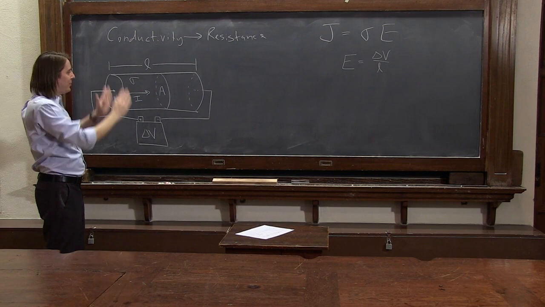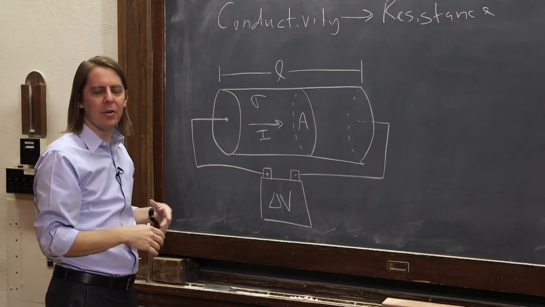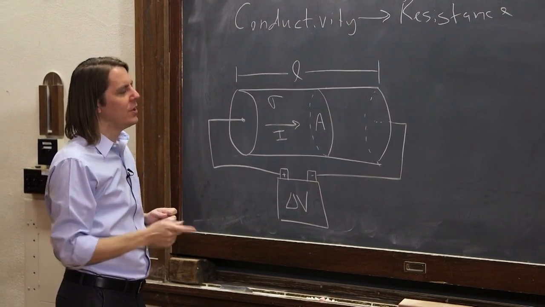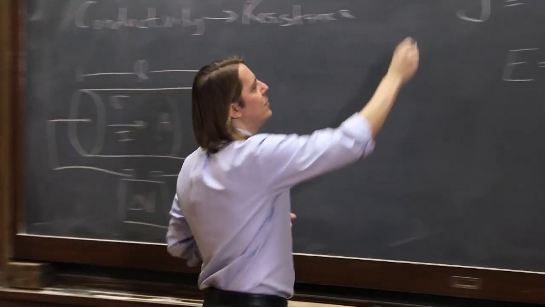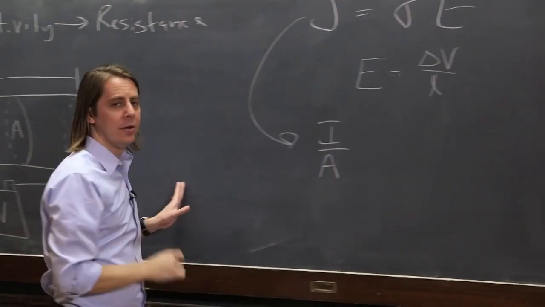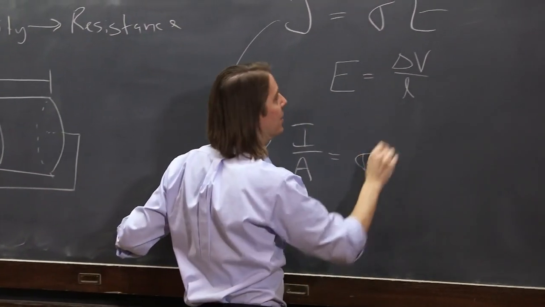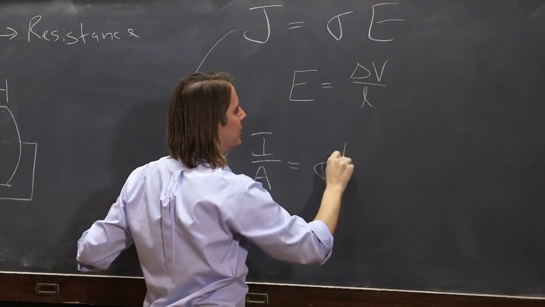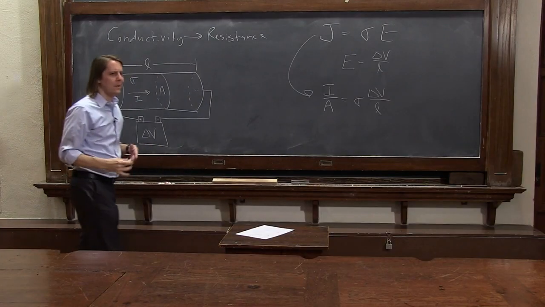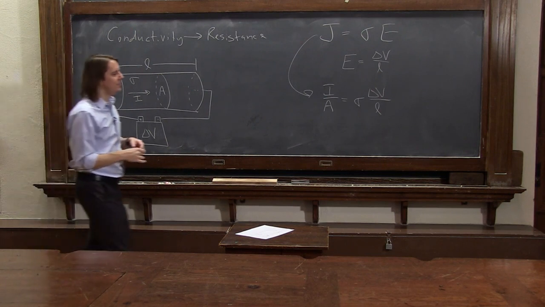In a parallel plate capacitor, you would have a nice uniform field like that. Well, it turns out inside of a metal wire like this, you also get a fairly uniform field, even if you start bending the wire. So we can substitute that for E, and we can also substitute I over A for the current density. That's the definition of current density, equals sigma, and then E is the voltage difference over the length.